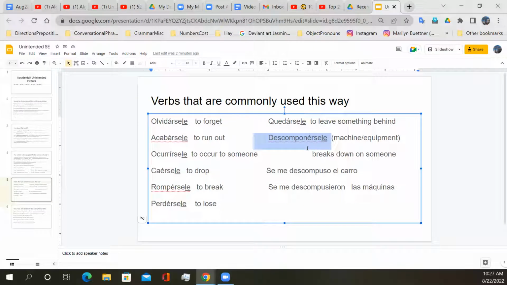This is used to talk about your car or any kind of electrical gadget you've got that doesn't work properly anymore. Descomponérsele, but most often with a car, to say your car broke down. Okay. And this descomponerse is not like romper, break.